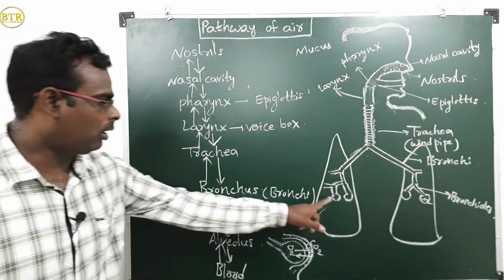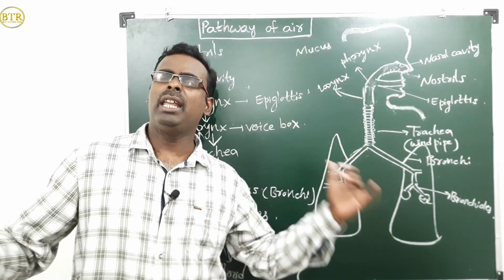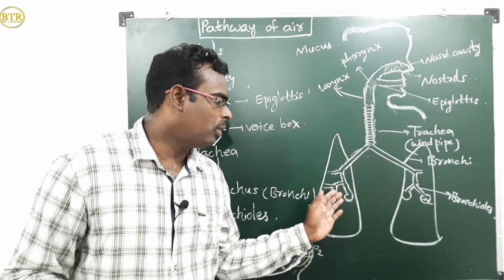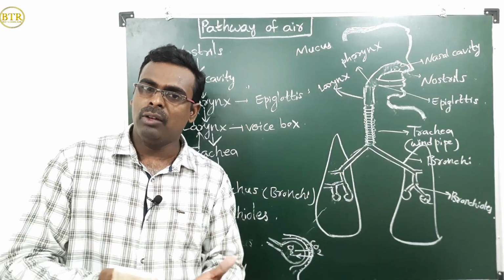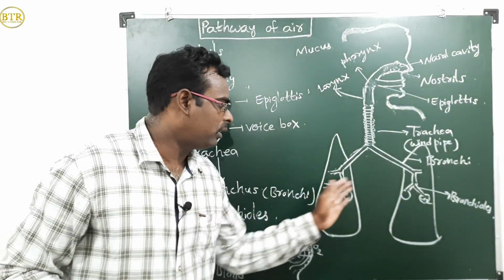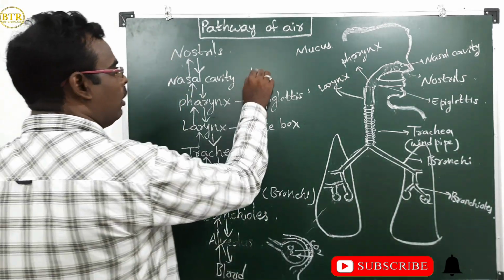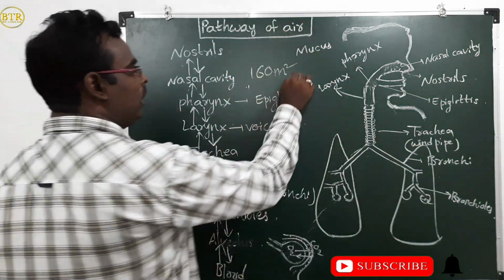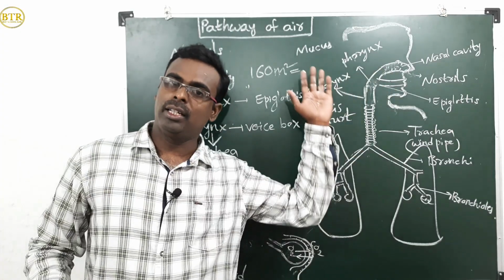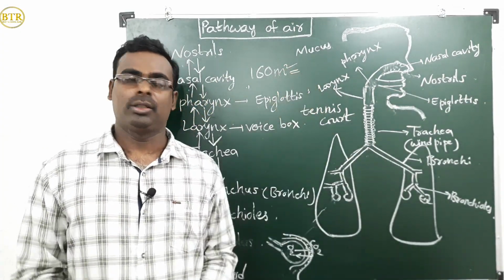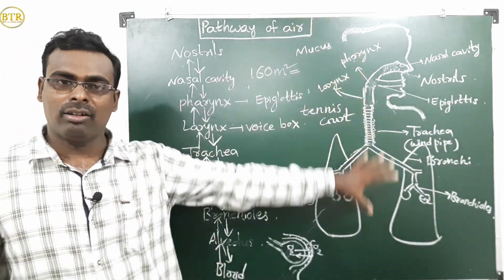So in every lung, many alveoli are present. In the two lungs, there are a great many alveoli. These alveoli increase the surface area for gaseous exchange. If we open and spread out all the alveoli present in the two lungs, how much space would they occupy? They would occupy 160 square meters of area, which is equal to one tennis court. That much area is occupied by the alveoli, so that many alveoli are present inside the lungs. So this is the pathway of air, and that is the diagram for the pathway of air.